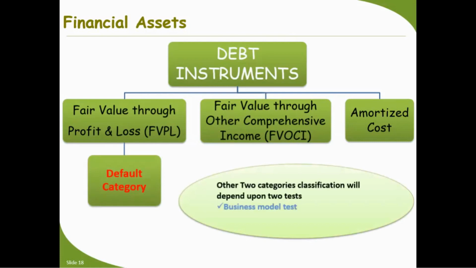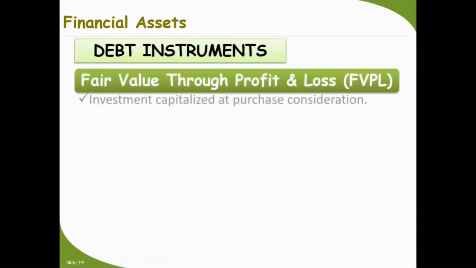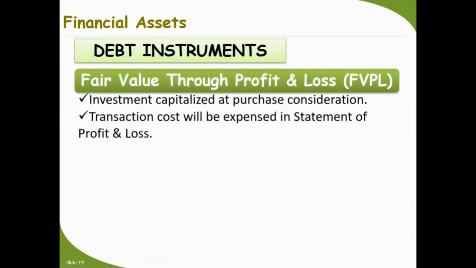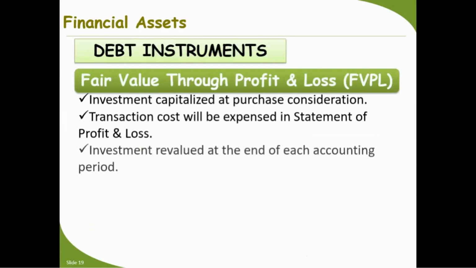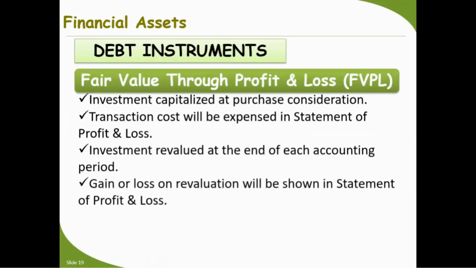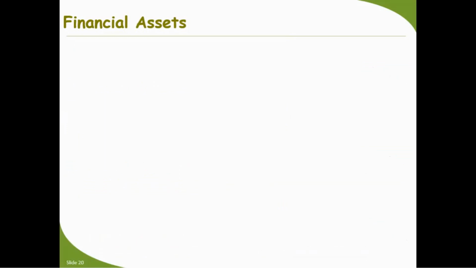This is dependent upon two tests. One is the business model test and the other is the contractual cash flow characteristics test. If these conditions are met, then we will classify as either fair value through OCI or amortized cost. But your default category again is fair value through P&L. For fair value through P&L, the investment is capitalized at purchase consideration and transaction cost will be expensed. The investment will be revalued at the end of each accounting period. If there is any gain or loss, it will be charged through the statement of profit and loss.